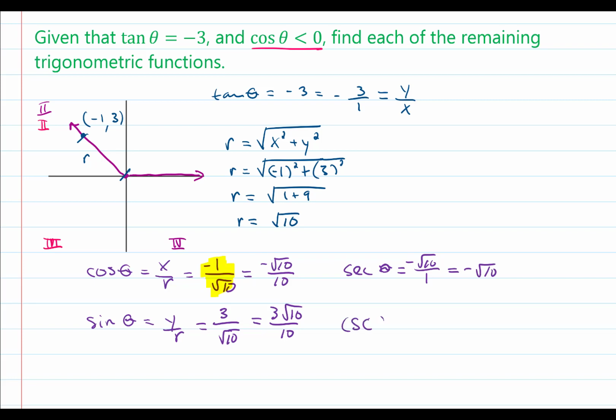Cosecant of angle theta, again, I can pick any variation to the ratio as long as it's equivalent. And what I'm going to pick is this version right here, which is a little easier because I don't need to rationalize the denominator. So what I get for this is cosecant of angle theta is equal to square root of 10 over 3. And then the last one is cotangent. And cotangent of angle theta is going to be the reciprocal of tangent. We know tangent is negative 3 over 1. So cotangent of angle theta is going to be negative 1/3.